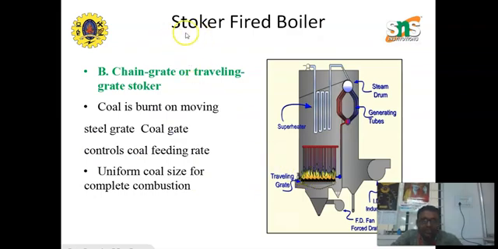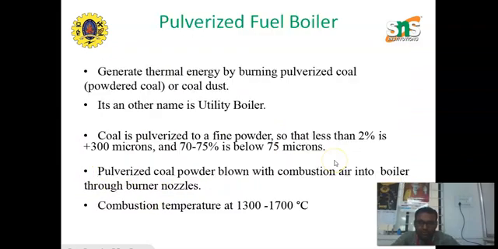In the case of the stoker fired boiler, the second type is the chain grate or traveling grate stoker, as it is shown in the figure. Coal is burnt on a moving steel grate. This is the traveling grate. The coal is burned here, and with the help of the heat generated, the water which is passed into the tubes is converted into steam, and it is passed into the turbine. Uniform coal size for the combustion is required.